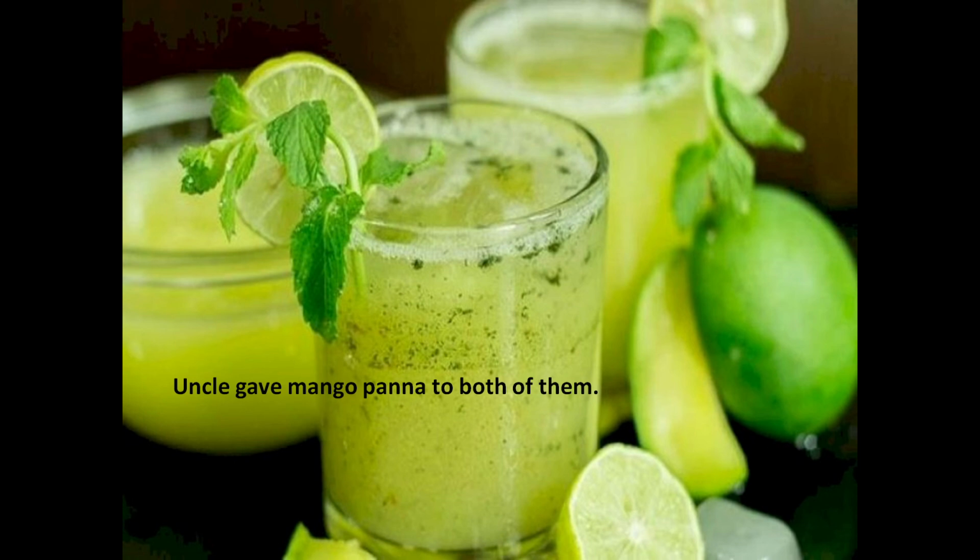So uncle gave both of them, Hiren and Chutki, mango panna in a tumbler. But Chutki wanted to drink only in a glass. So what did her uncle do? He poured the panna into a glass tumbler. You can see. Okay. But what happened? Since Chutki wanted to drink mango panna in a glass tumbler, her uncle did the same and poured the panna into the glass tumbler.